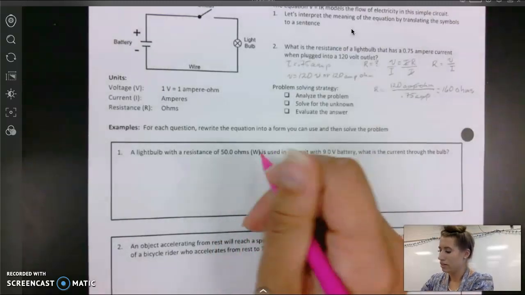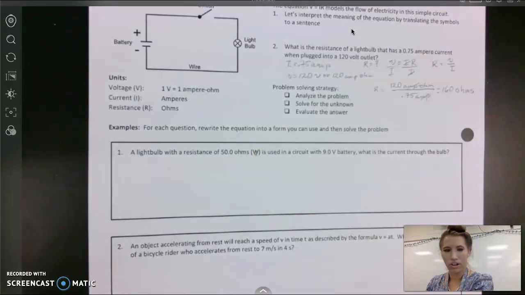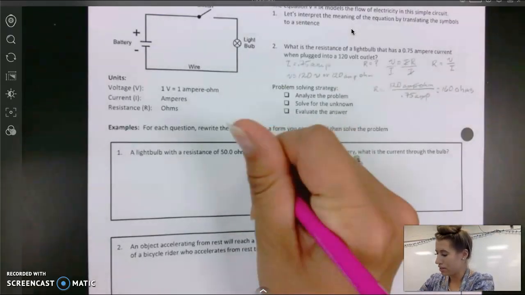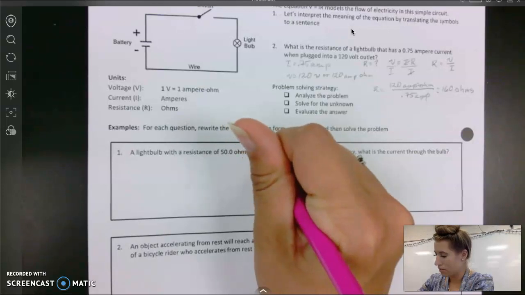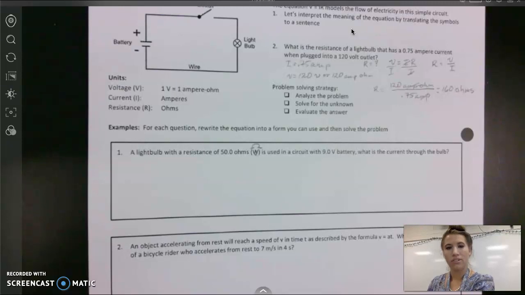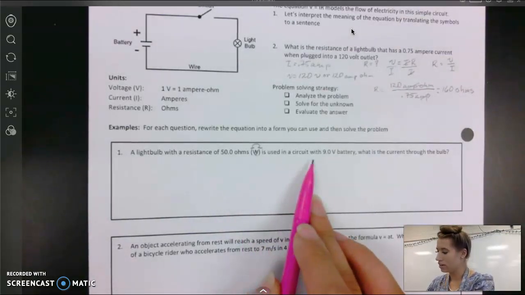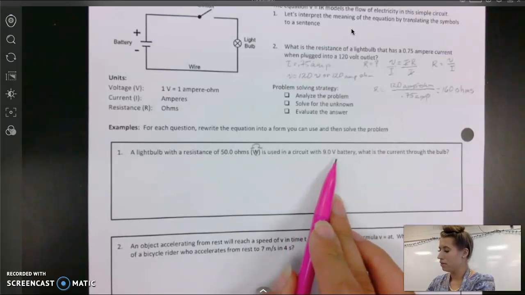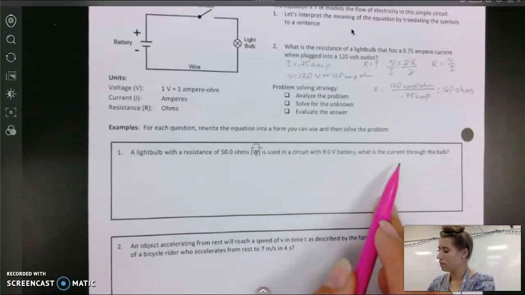All right, so now we have a light bulb with a resistance of 50 ohms. Oh, here, a little typo I want you to change. So an ohm has an interesting Greek symbol with it. It's kind of shaped like a horseshoe. Okay, and so we're going to use that symbol now. Is used in a circuit with a 9-volt battery. What is the current through the bulb?